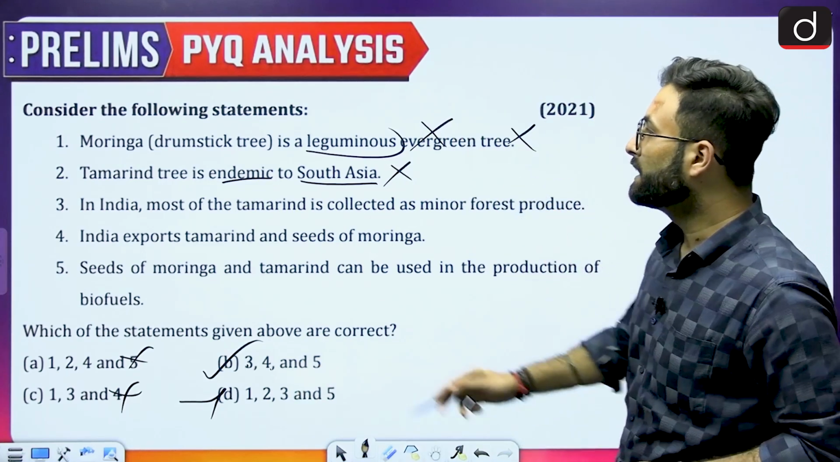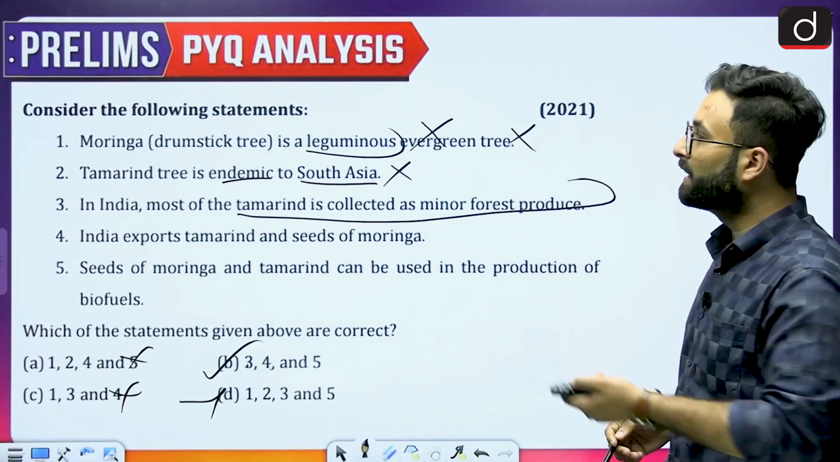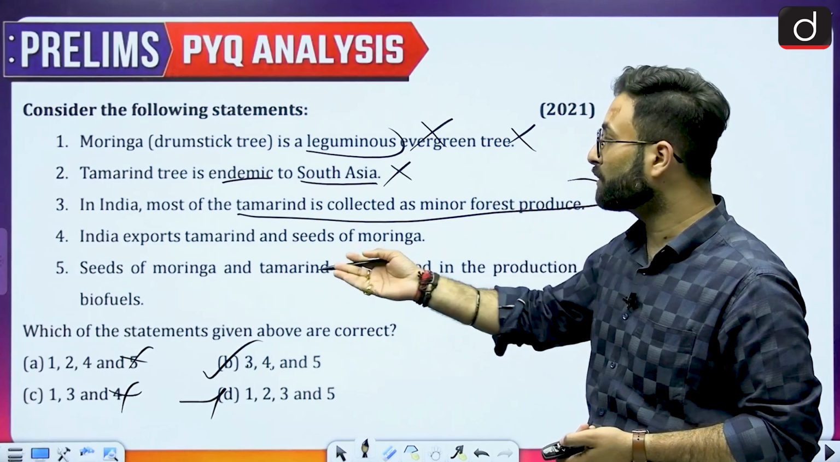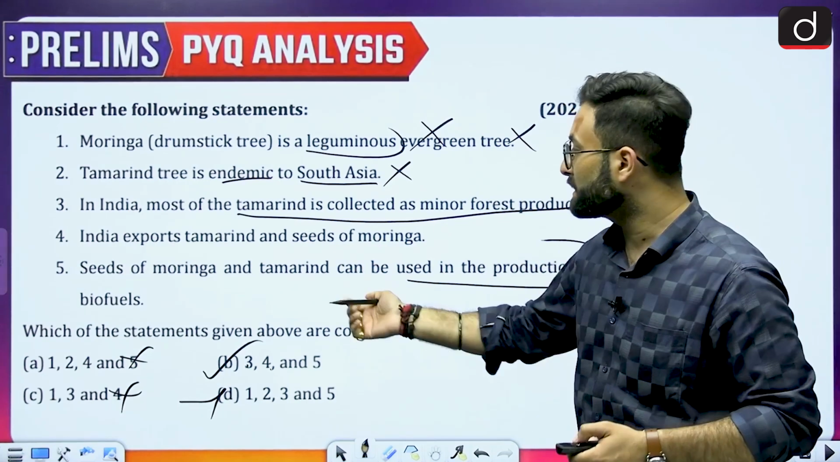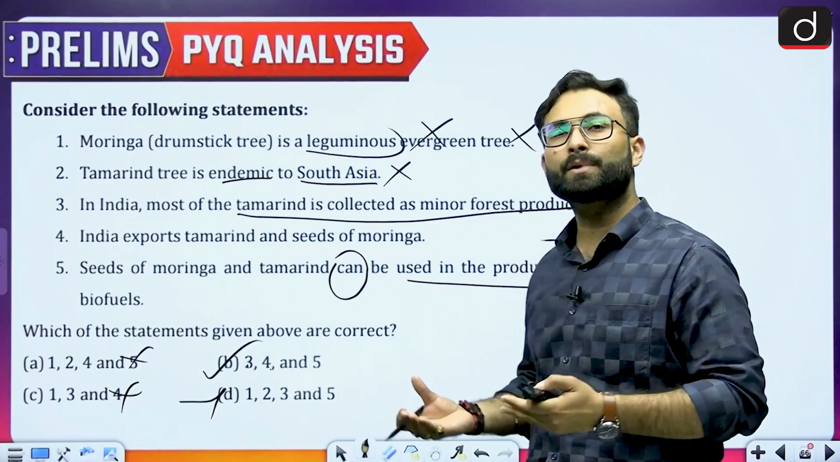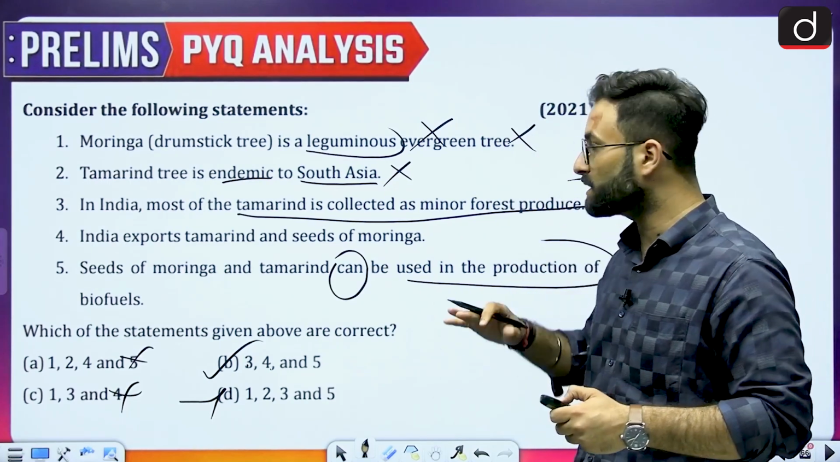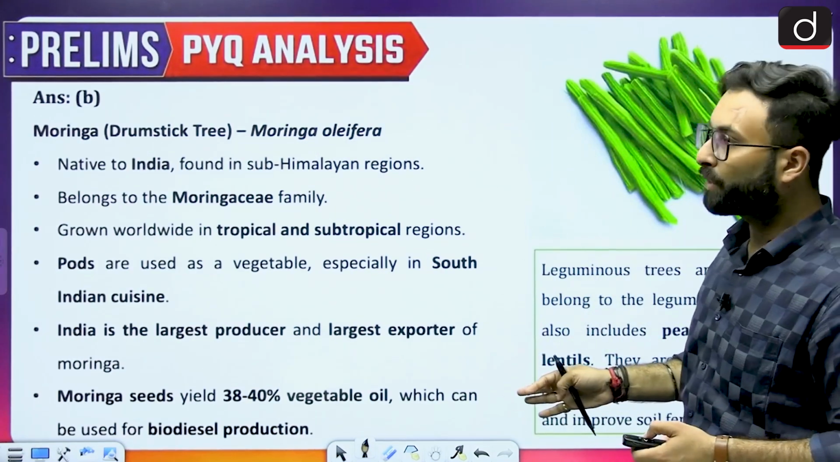You can go through this. In India, most of the tamarind is collected as the minor forest produce, that is right. India exports tamarind and the seeds of the moringa, that is also right. Seeds of the moringa and the tamarind can be used in the production of biofuels. Obviously, they are saying that can be used, any kind of crop residue can be used for biofuels. Now, efficacy and efficiency can be different, but that is a different story, but that is true. Coming to the next one, these are the details of moringa which has been given.